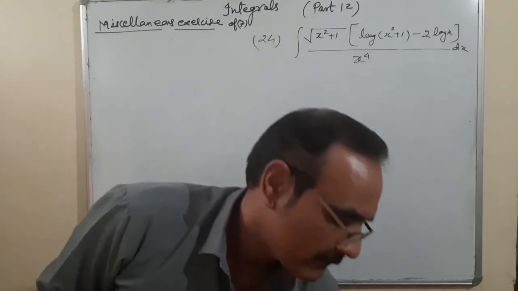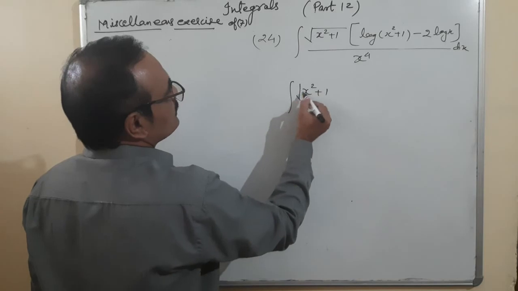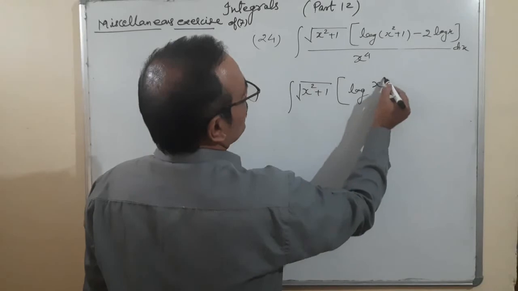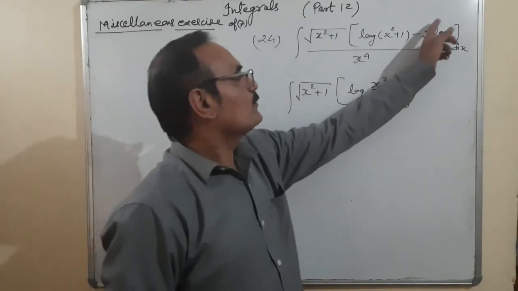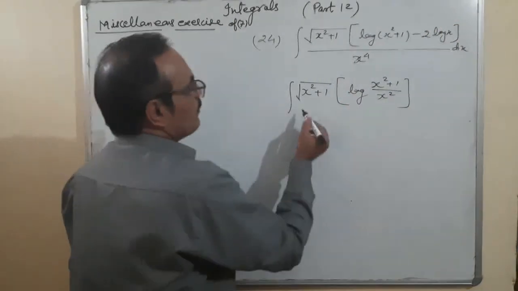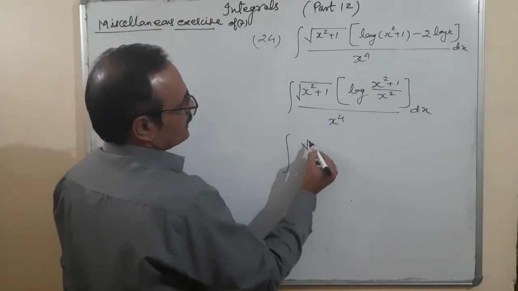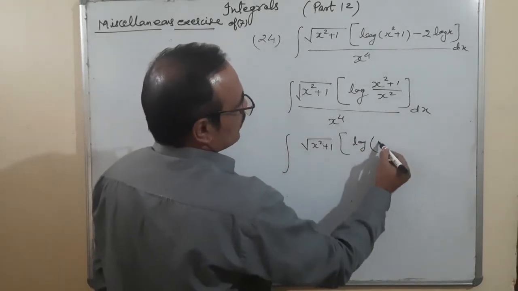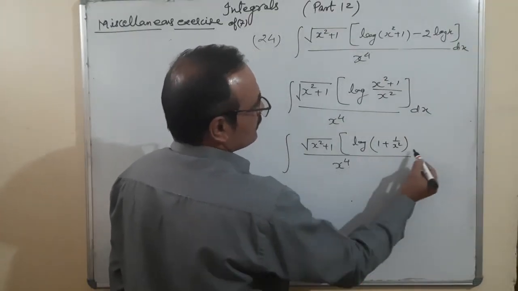Okay. Square root of x square plus 1, this is log of (x square plus 1) upon x square. The 2 will be shifted here. Log m minus log n is log m upon n. So it becomes log of (1 plus 1 upon x square) into x to the power 4 dx.